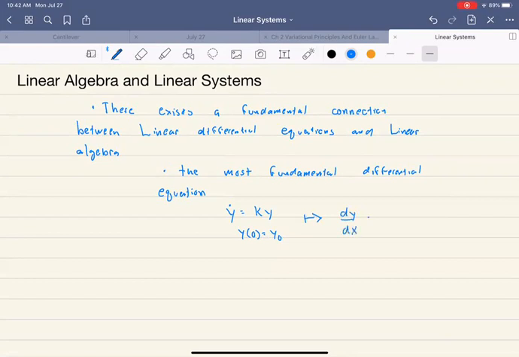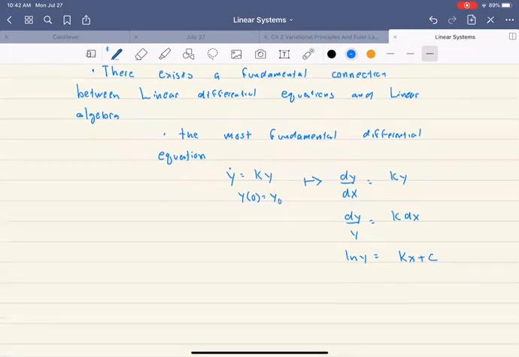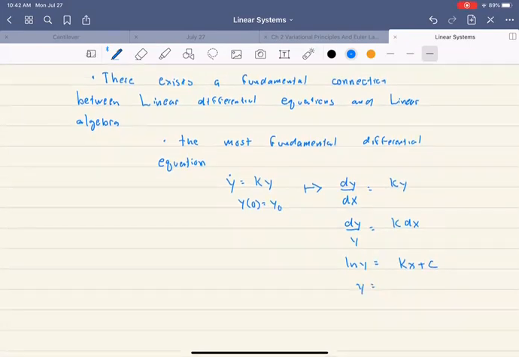dy/dx equals ky. dy over y equals k dx. Natural log of y equals kx plus c. So y equals e to the kx times y0, or we write it as y of x equals y0 e to the kx.